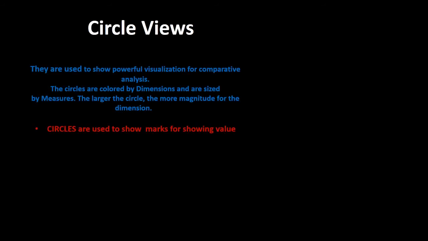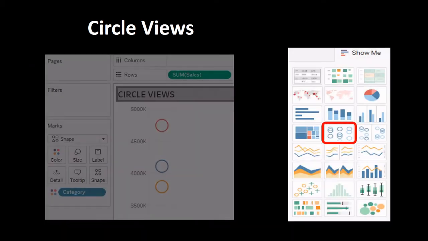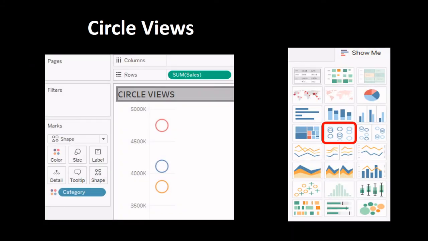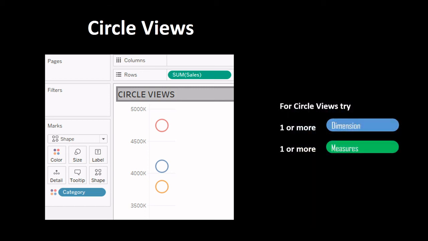After tree map, we have circle views. Circles are used to show many powerful visualizations for comparative analysis. In circle charts, circles are colored by dimensions and are sized by measures. A larger circle represents more value and a different color represents different entities. Here you can see different colors of circles represent different values of category, and their position on the y-axis represents the amount of sales each category holds. For circle view, we need one or more dimensions and one or more measures.